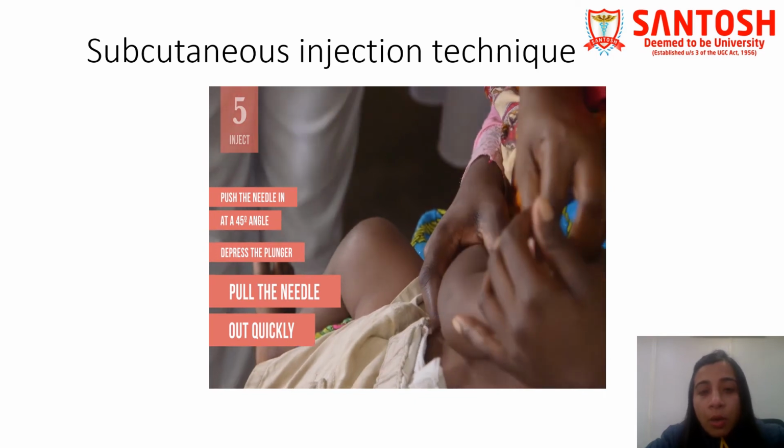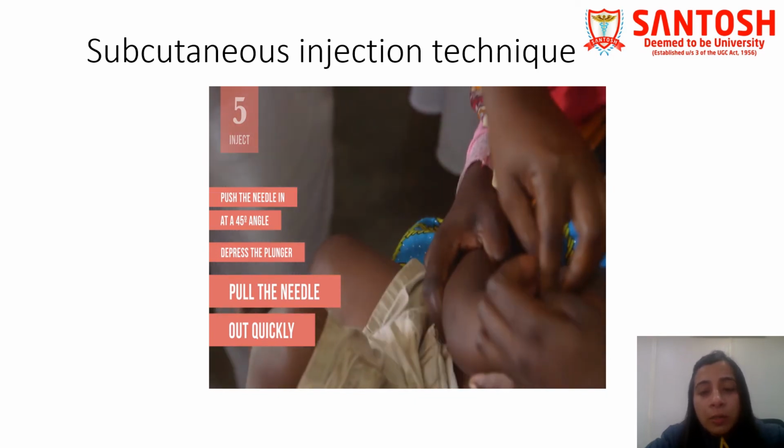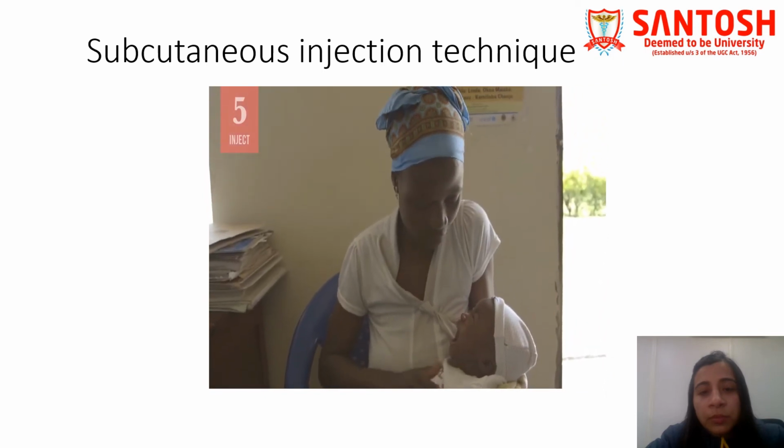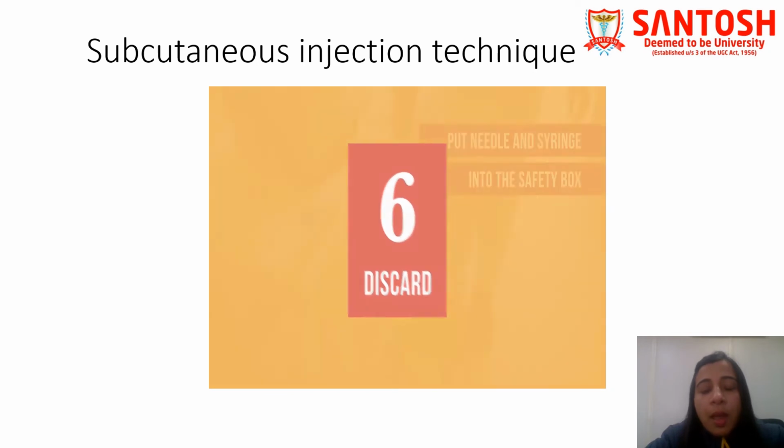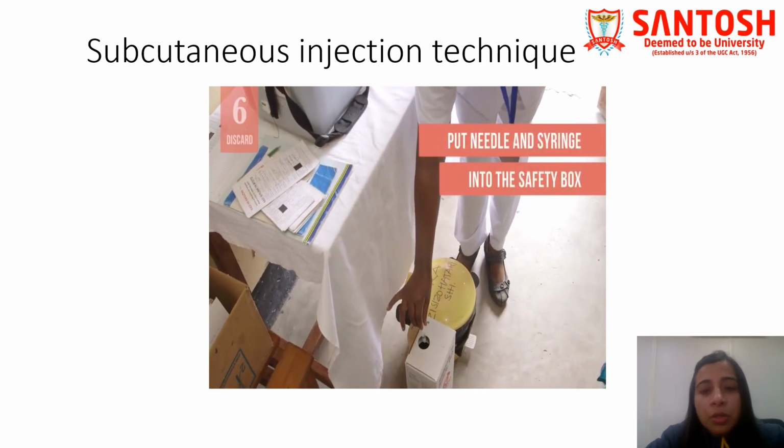Try not to rotate the needle. The caregiver may hold a clean swab gently over the site if it is bleeding. Soothe and distract the infant. Then the mother should be asked to comfort the child. Carefully put the needle and the syringe into the safety box.